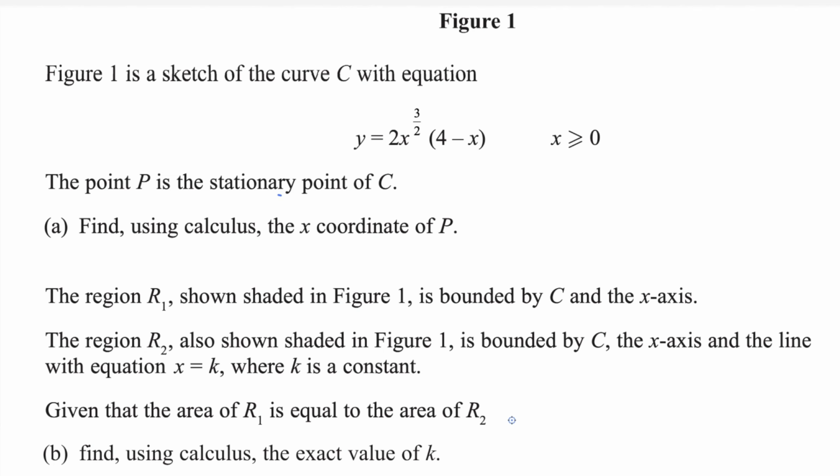Now let us solve the next part. The region R1 shown shaded in figure 1 is bounded by C and the x-axis. The region R2 also shown shaded in figure 1 is bounded by C, the x-axis and the line with the equation x equals k, where k is a constant. Given that the area of R1 is equal to the area of R2. This is given in the question. Find, using calculus, the exact value of k.